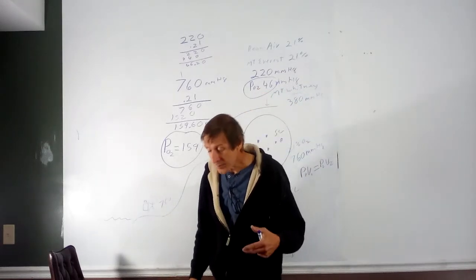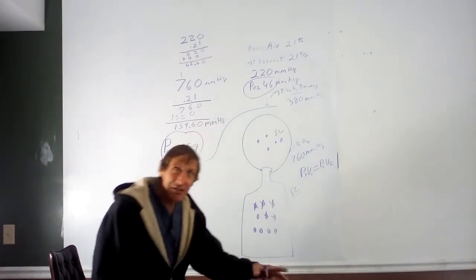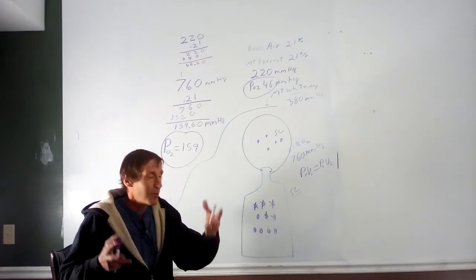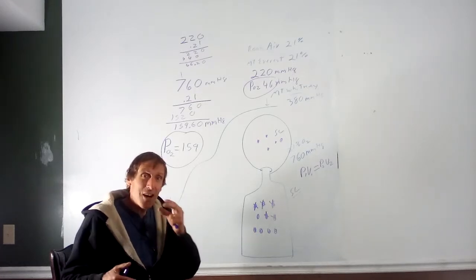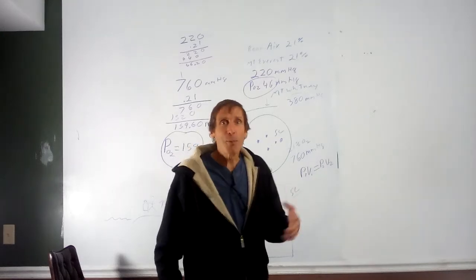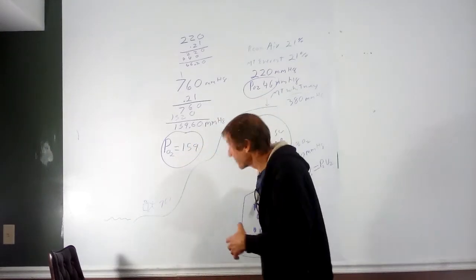That's why when people go to the top of Mount Everest, what's littering the sides of the mountain? All these compressed oxygen bottles. You know, in extreme cases, what if you breathe 100% oxygen at the top of Mount Everest? Well, 100% times 220, the partial pressure would be 220.